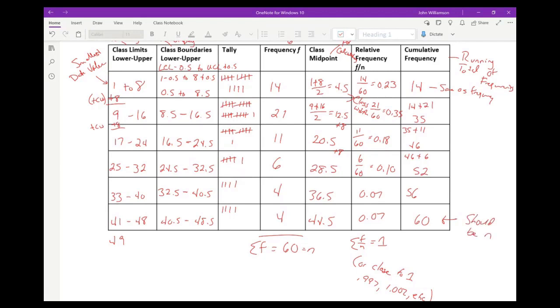It should be in again. Your last cumulative frequency should be the total number of data values, because you should have gone through every single data value, right? So that's one more place you can check yourself, to make sure you haven't missed a data value somewhere.